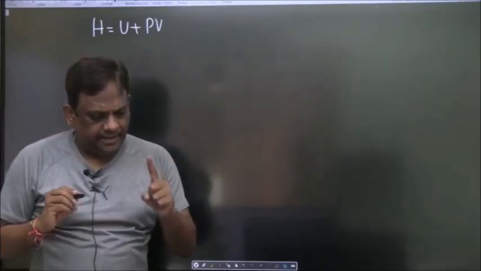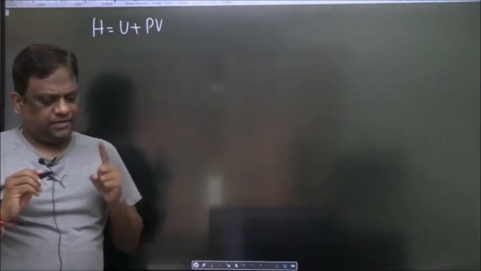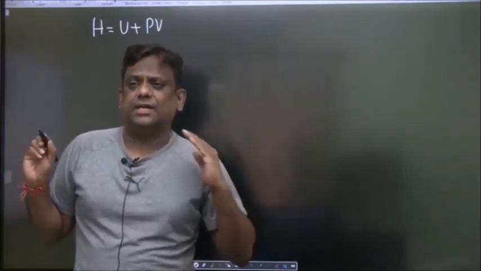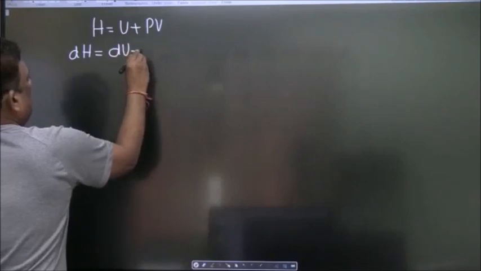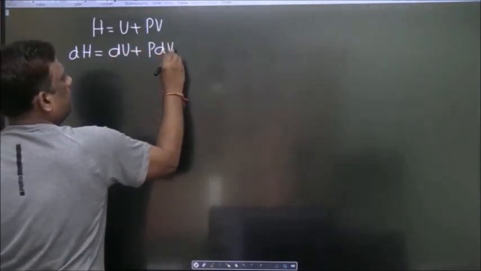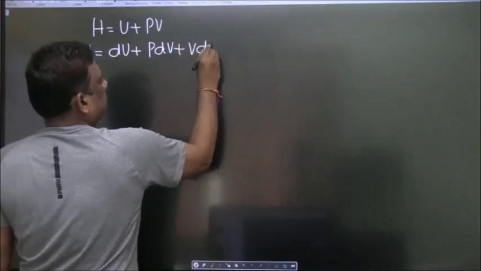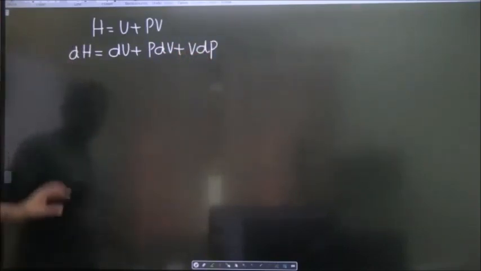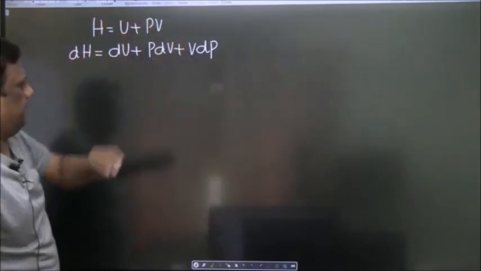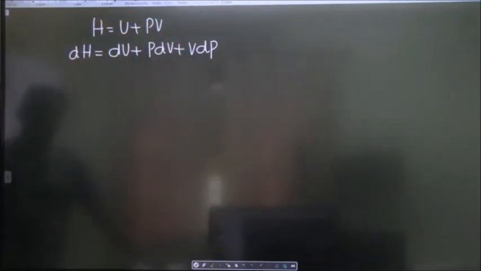I told you that H is equal to U plus PV is valid for anything. It is the generalized equation of enthalpy. Can we differentiate this once? dH is equal to du plus d(PV), and d(PV) is PdV plus VdP. I repeat, dH is equal to du plus PdV plus VdP. Absolutely fine, no problem at all.